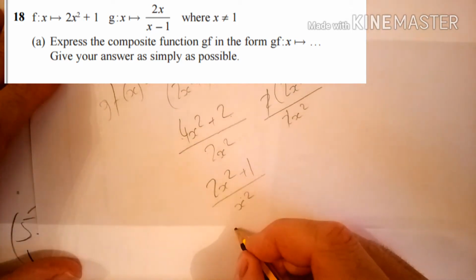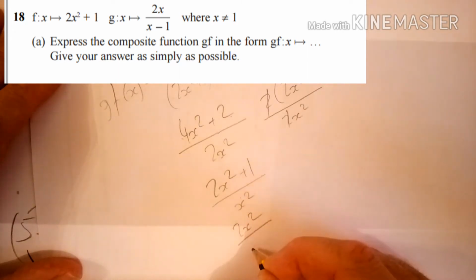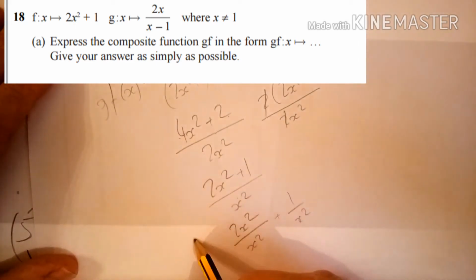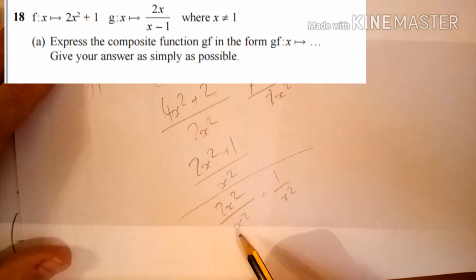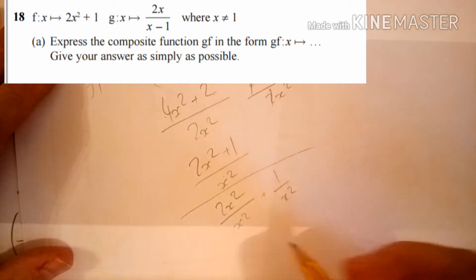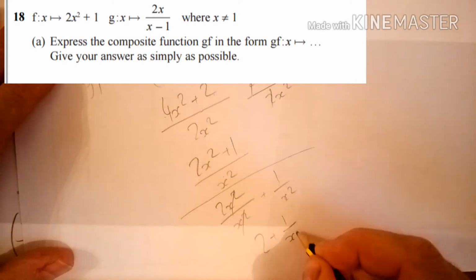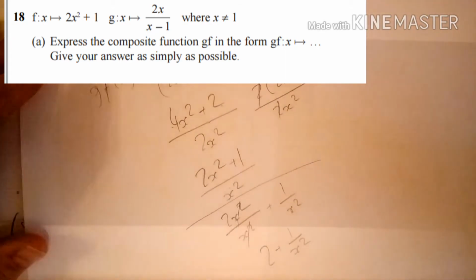The only thing I could do is split up those: 2x squared over x squared plus 1 over x squared. Now you don't have to do this because it's an acceptable answer. And then my 2x squareds actually cancel out here, so I'm left with 2 plus 1 over x squared. But either answer should be fine.